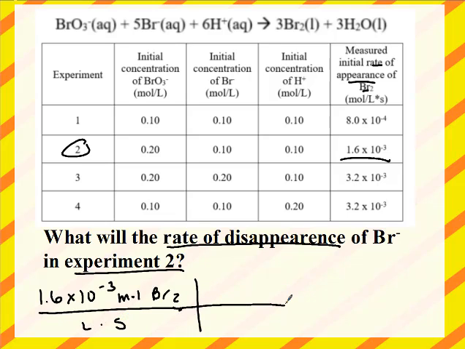And all we need to do is a stoich problem. We need to convert our moles of Br2 to moles of bromine ion. To get our conversion, we look at our mole to mole ratio and then multiply and divide.